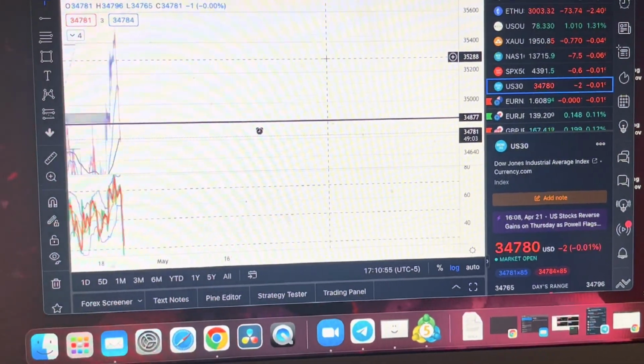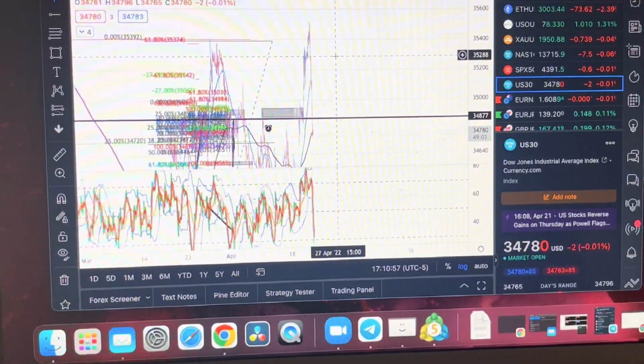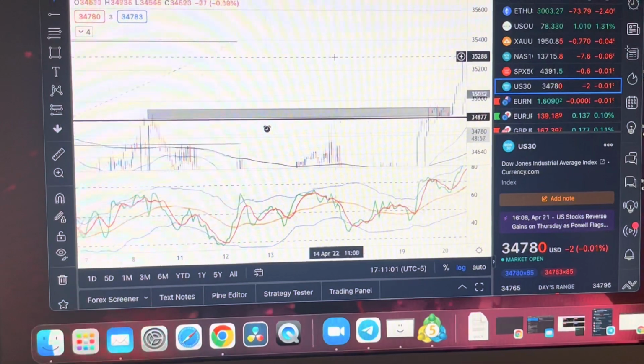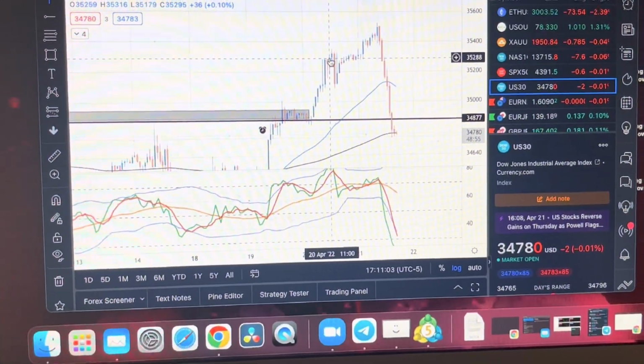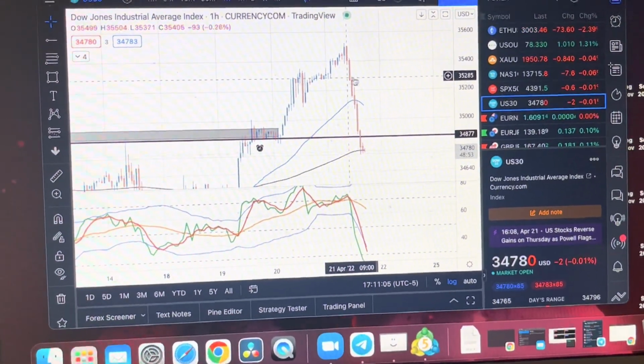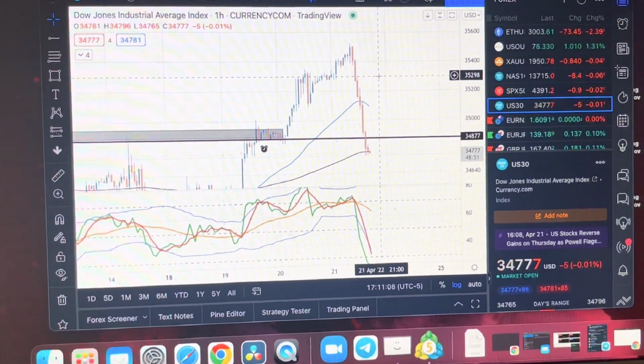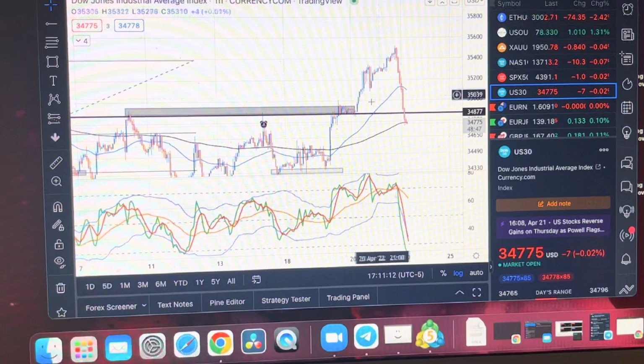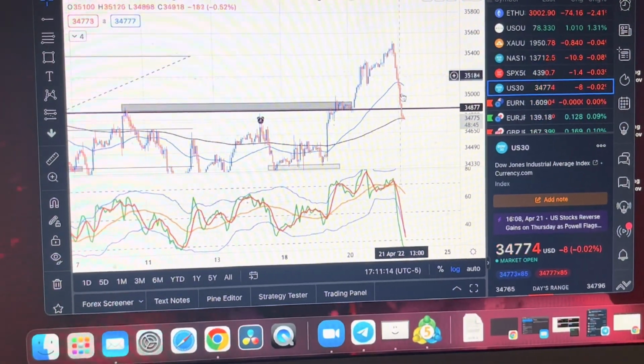Ended up going to the negative 61.8, and you guys may not know what that is, because if you're not in my course, then you don't know what that means. But basically, it's a fib level that I like to trade off of, a very important fib level, and it ended up dropping all the way back down to here.